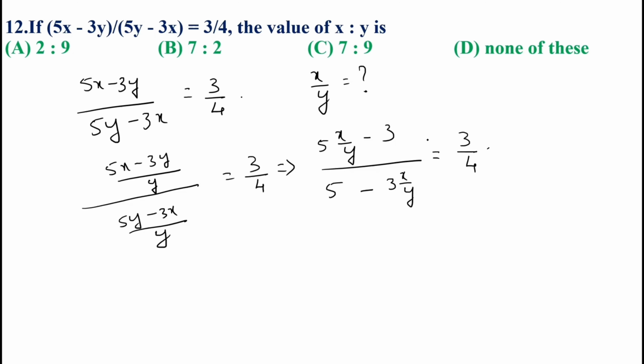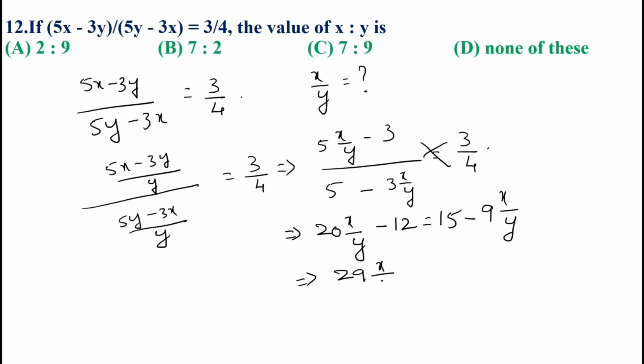If I go with cross multiplication, then this will become 4 into 5, 20x by y, minus 3 into 4, 12. Next, 3 into 5, 15, minus 3 into 3, 9x by y. So if I take this minus 9x by y to this side, 20x by y plus 9x by y, so this will become 29x by y. So 15. If I take this 12 to that side, then it will become 27. x by y is equal to 27 by 29.